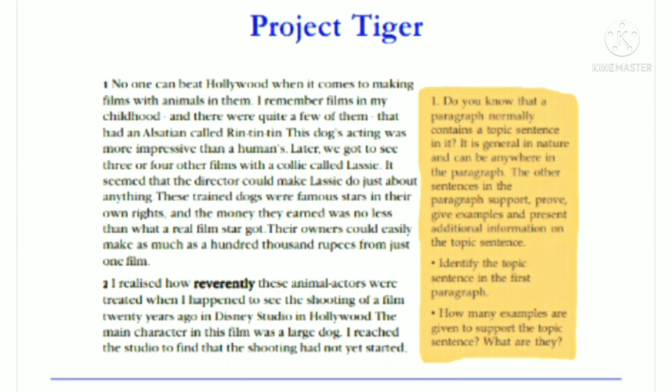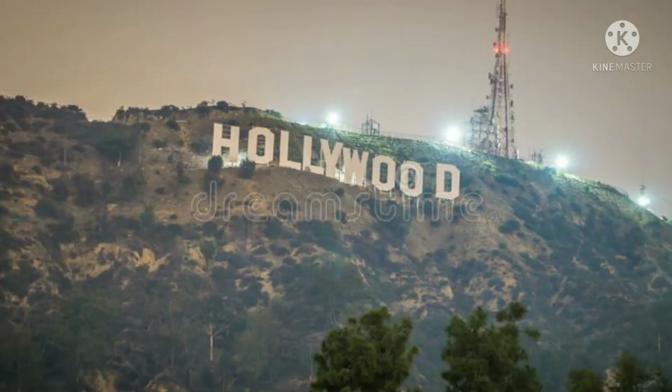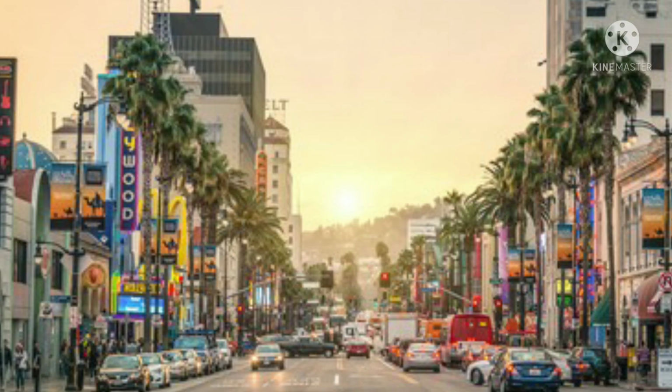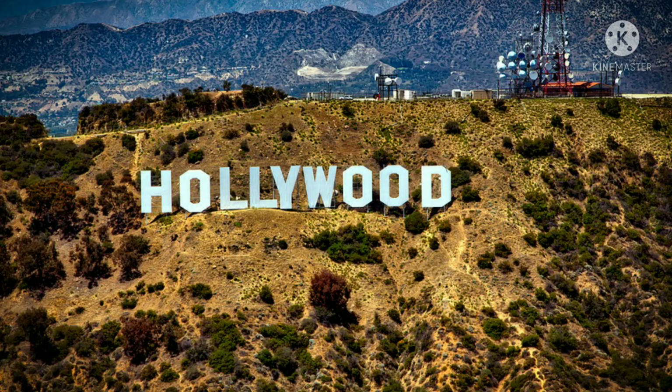Hollywood is a district in Los Angeles, California, USA. It is famous around the world as a place where movies are made. There are many theaters there. The whole industry is often called Hollywood. Names of artists working in the film industry can be seen on the sidewalks of Hollywood. The huge Hollywood sign on the mountain was built in 1923.